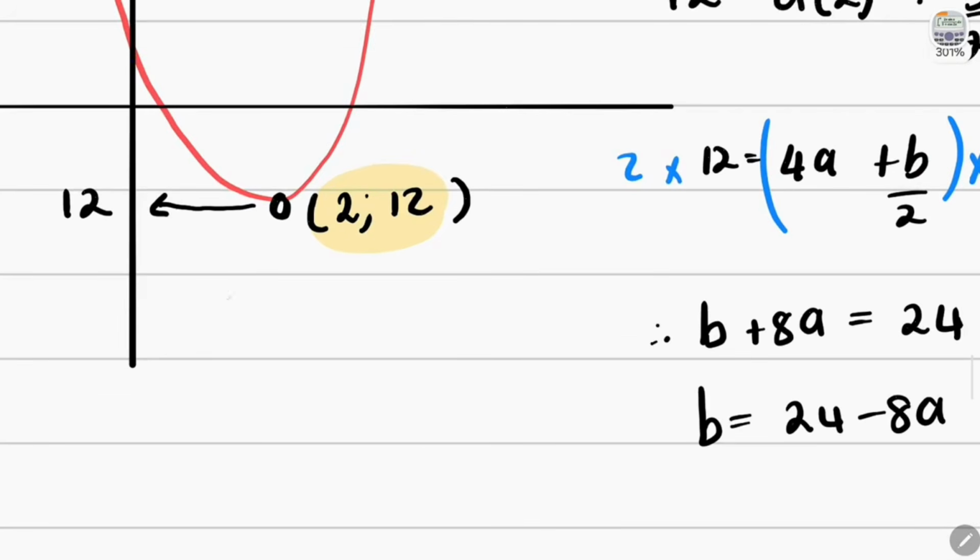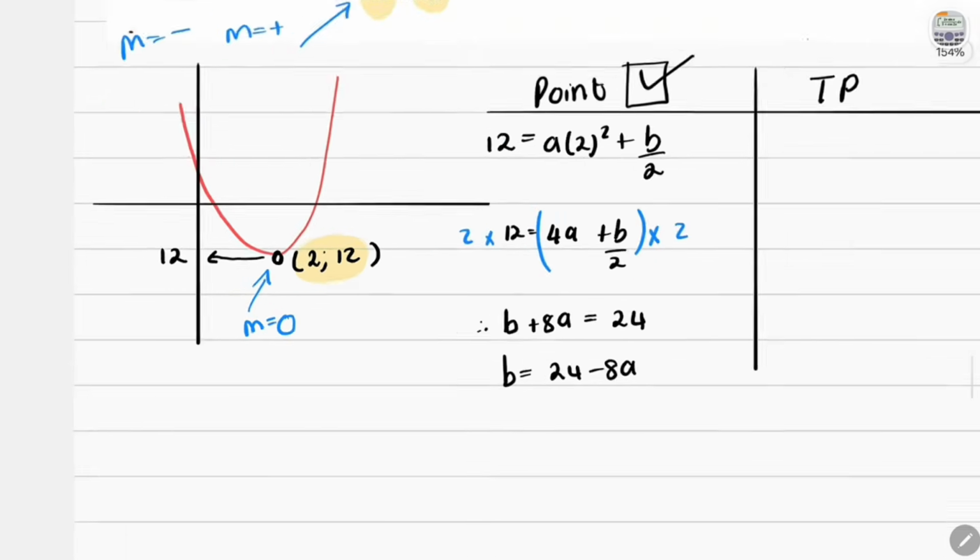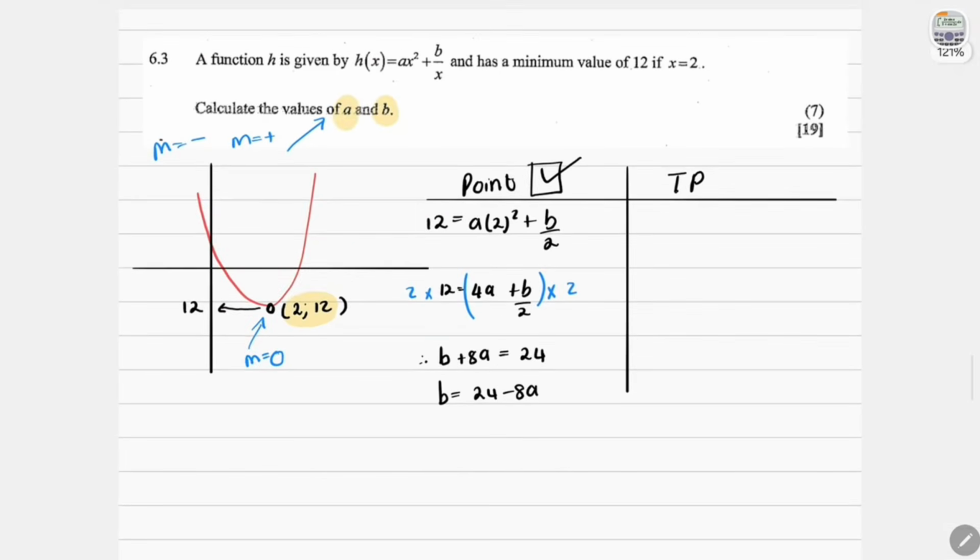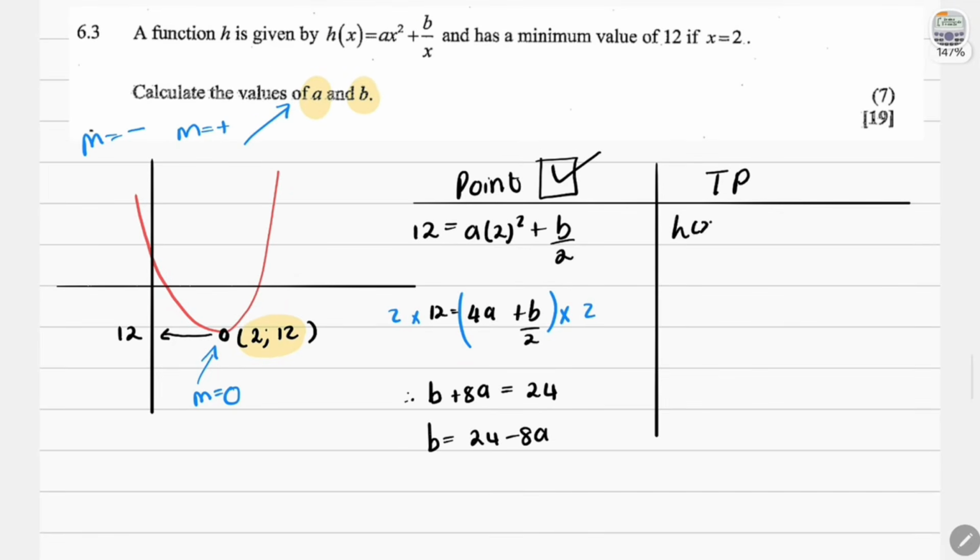So what exactly happens at this point? What is the gradient at that point? This is a turning point. So at that point, the gradient is equal to 0. The gradient is no longer decreasing nor increasing. It's stationary. So that's what we're going to use: the fact that we know the gradient at this point. So the gradient of this function, h of x, we're going to find it.